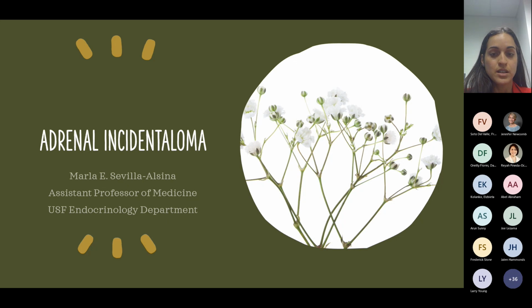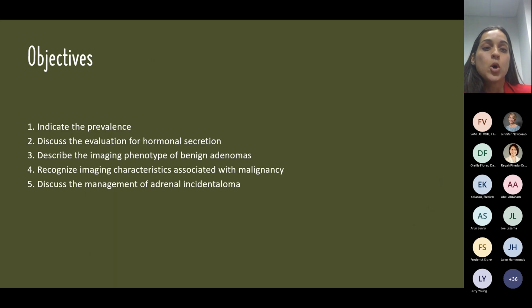So let's move forward. The objectives for this presentation: we are going to talk about the prevalence. We are going to discuss the evaluation for hormonal secretion. We are going to describe the imaging phenotype of benign adenomas, the characteristics when we are talking about malignancy, and we are also going to discuss the management of adrenal incidentalomas.